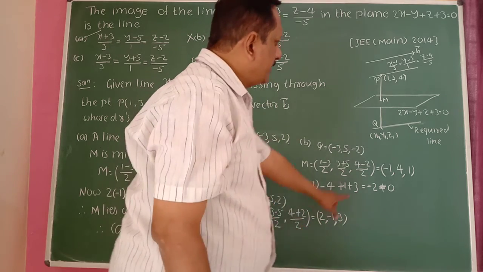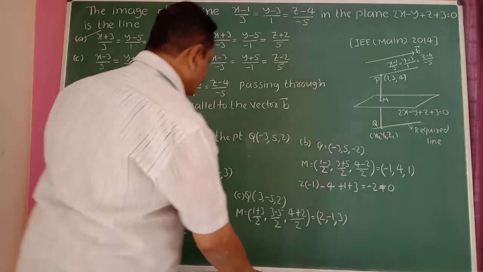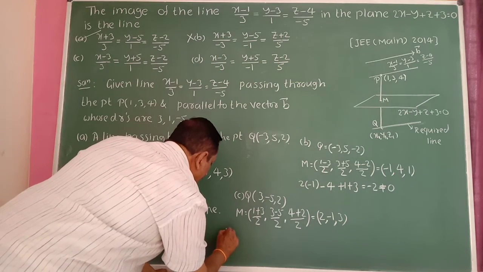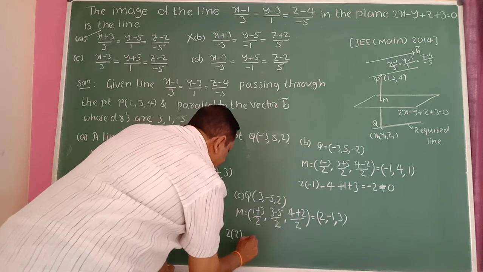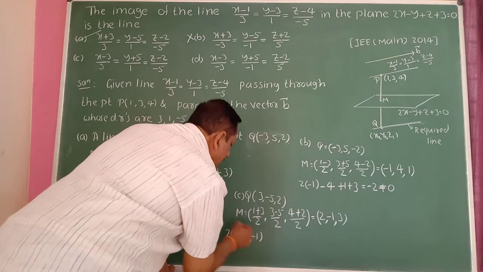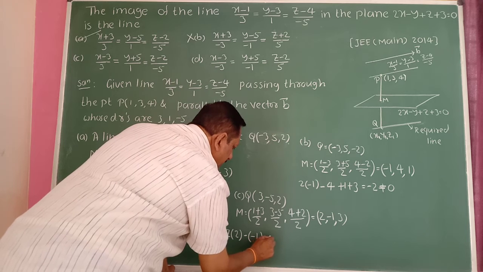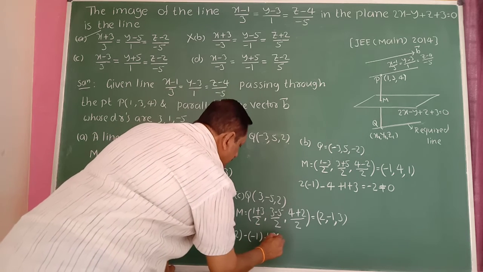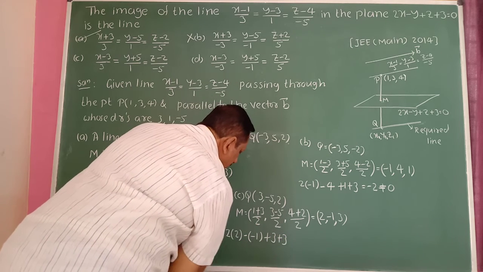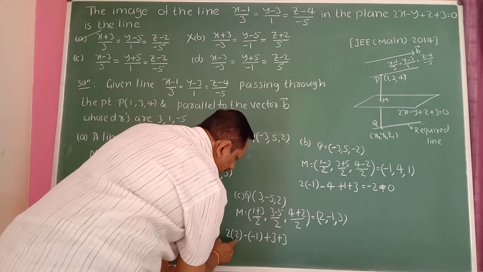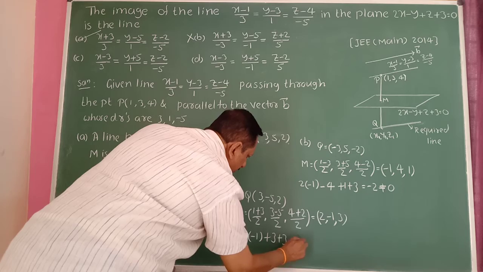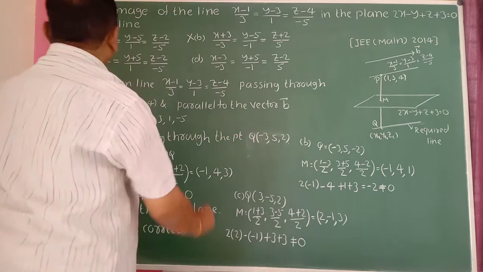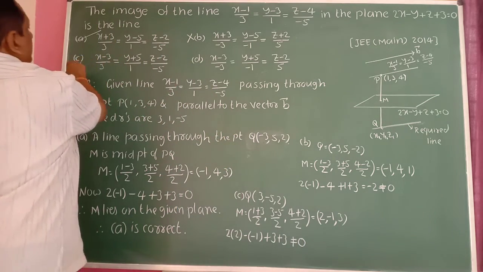So use this point in the plane. Therefore 2 into 2, then minus of minus 1, then plus 3, plus 3. So 4 plus 1 is 5. So it is obviously not equal to 0. Therefore the third option is also wrong.